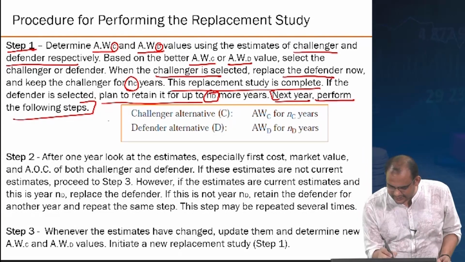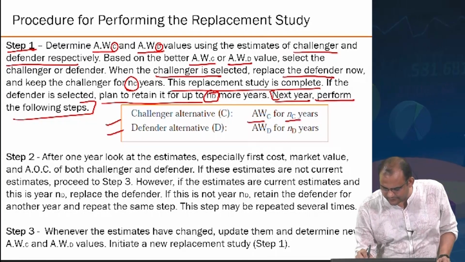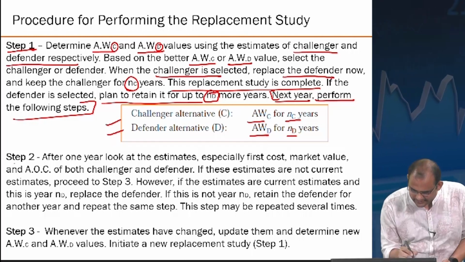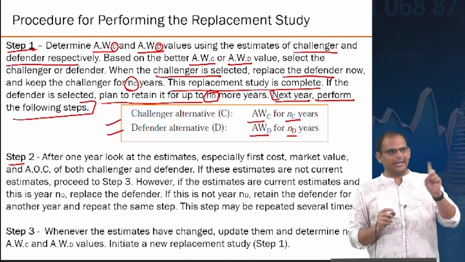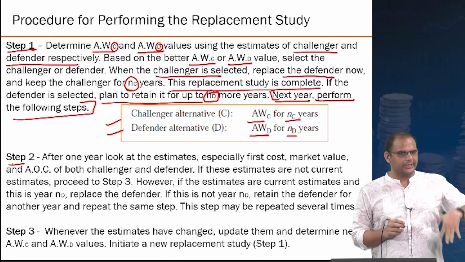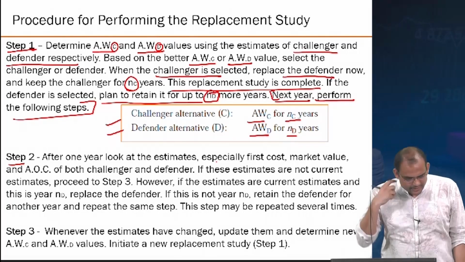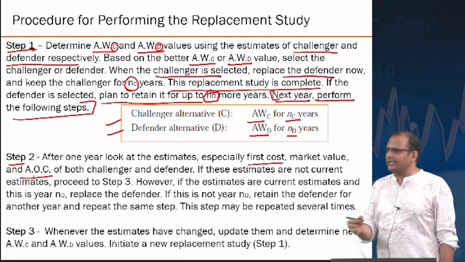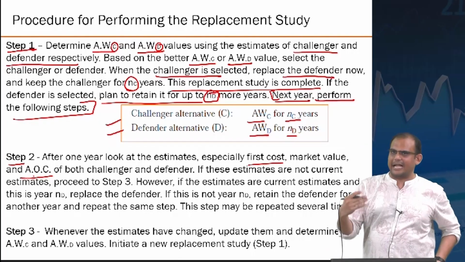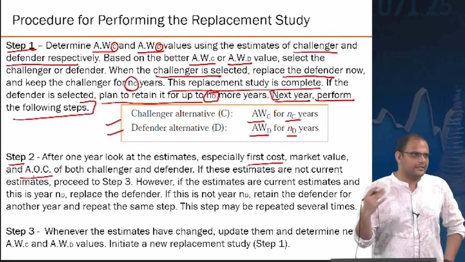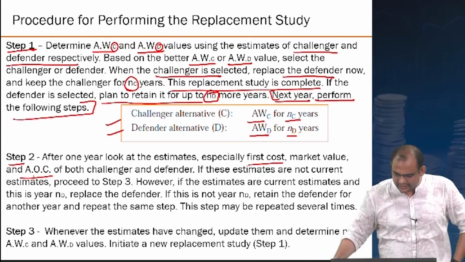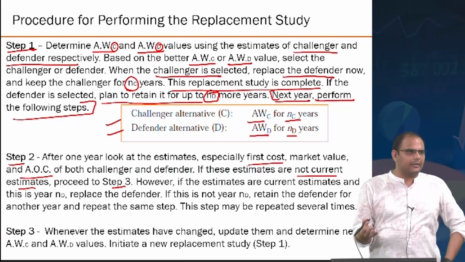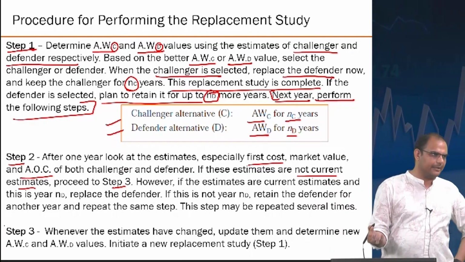Alright. So this is Challenger Alternative C, AWC for NCS, AWD for NDS. That's the calculation at this present time. Step 2. After 1 year, suppose you select Defender. After 1 year, look at the estimates, especially the first cost, the market value and AOC of both the Challenger and the Defender. Okay, the challenge has not yet finished. Still, the Challenger is there to challenge the position of the Defender. So, if these estimates are not current estimates, you need to estimate them again. Step 3 is essentially estimate them again.